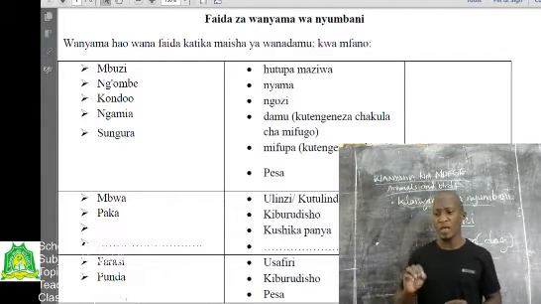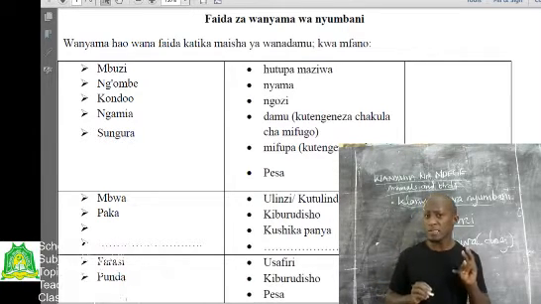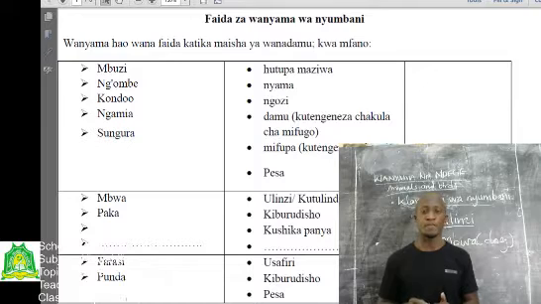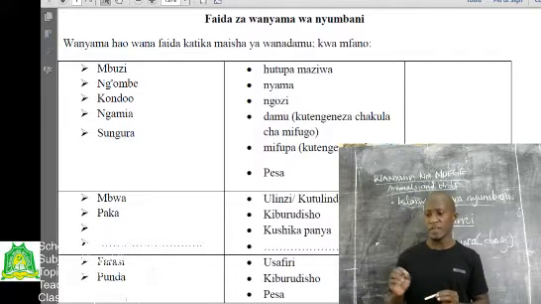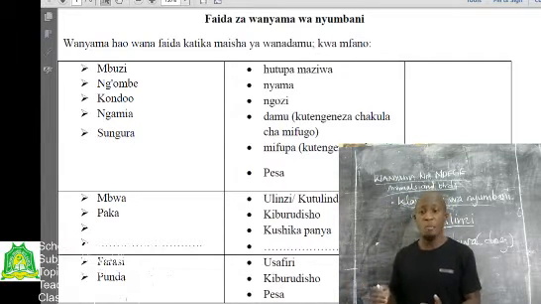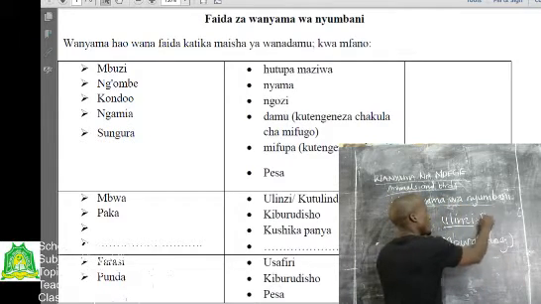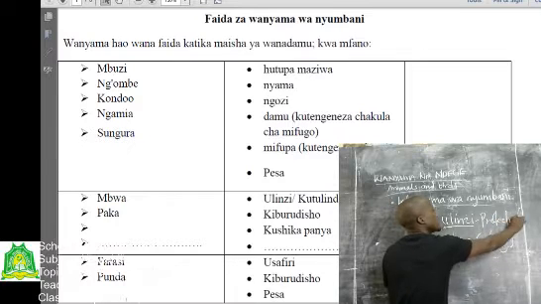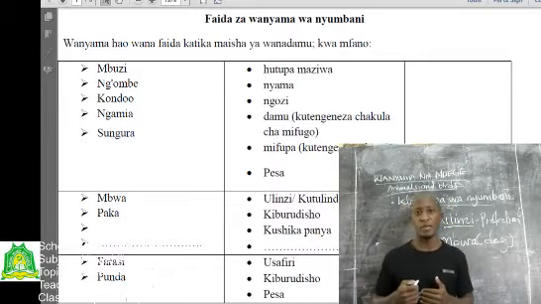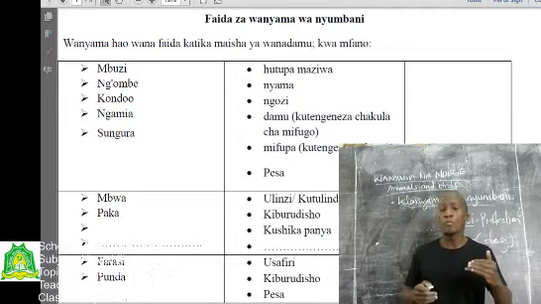Now we have another category where we have mbwa and paka. Those two were categorized together because they serve almost the same purpose. Mbwa and paka, the dog and the cat. The dog and cat serve a purpose of ulinzi ama kutulinda, to protect us. Ulinzi, I told you, is protection. Kutulinda is to protect us. Okay? So, the cats and dogs protect us. We also have kiburudisho.